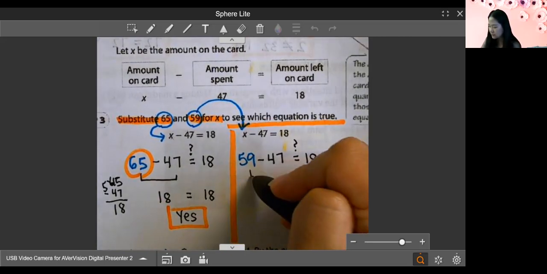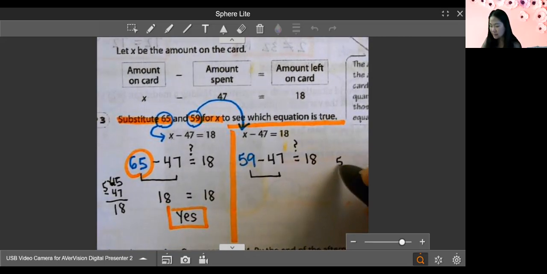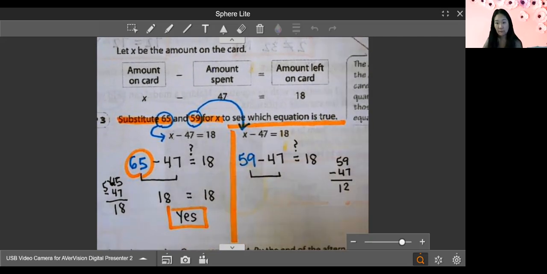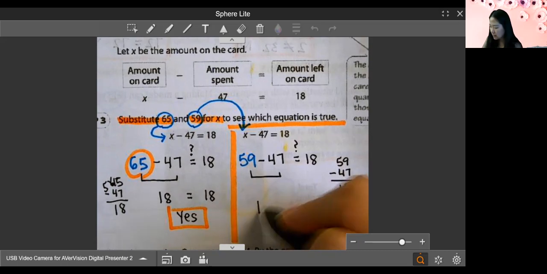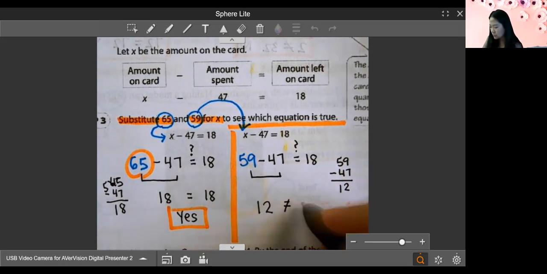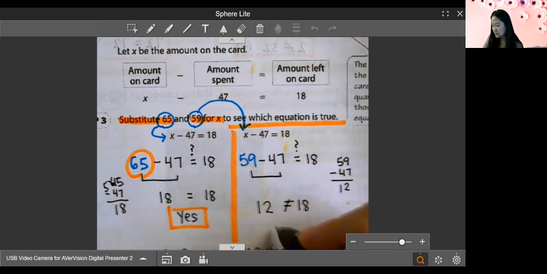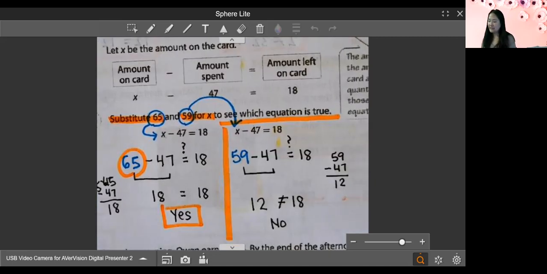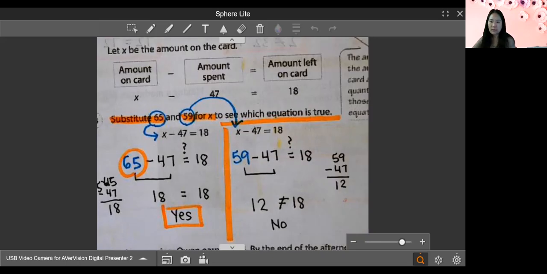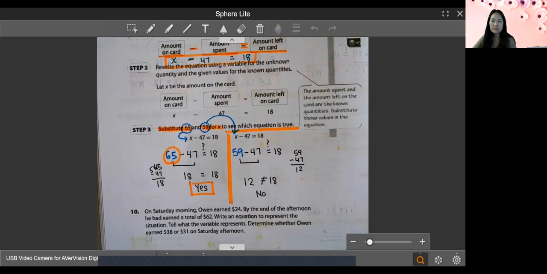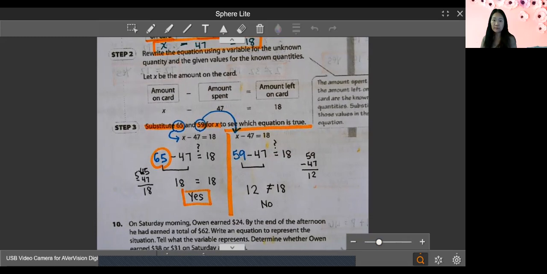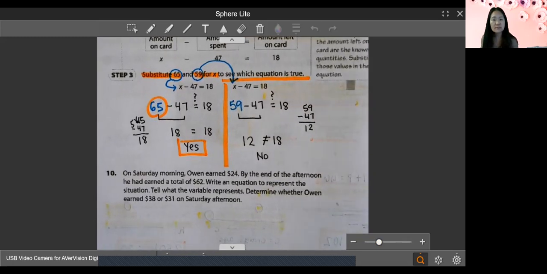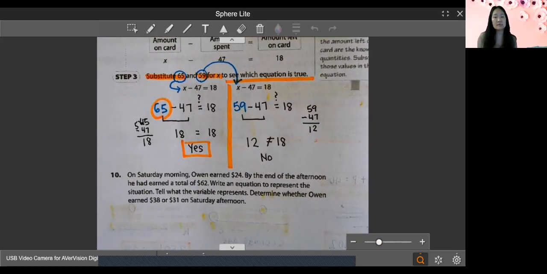So I need to do 59 minus 47. And I get 12. And I know that 12 is not equal to 18. So this one's a no. Okay. So once you write the equation, if they give you possible values for the variable, you can plug those in, substitute those, and solve and see which one is the correct solution.